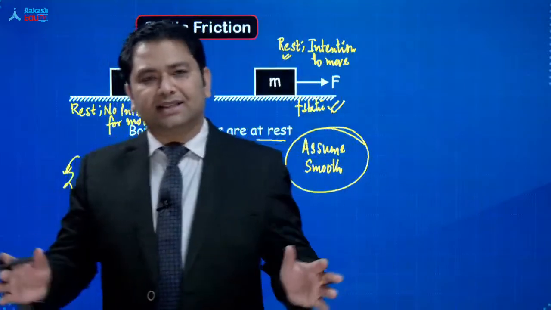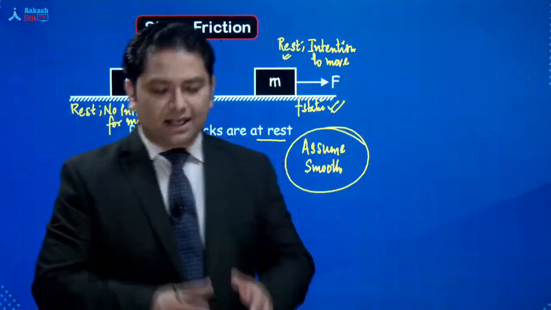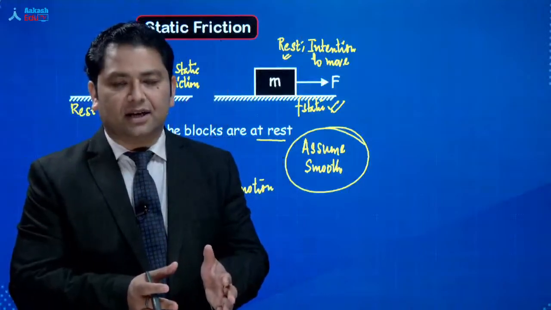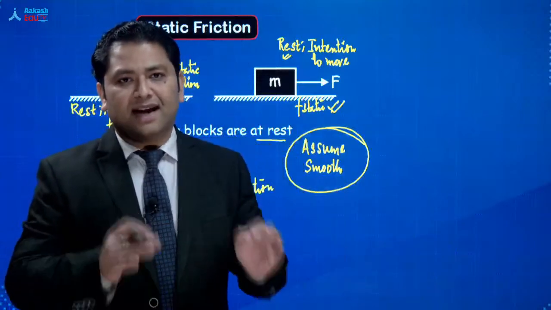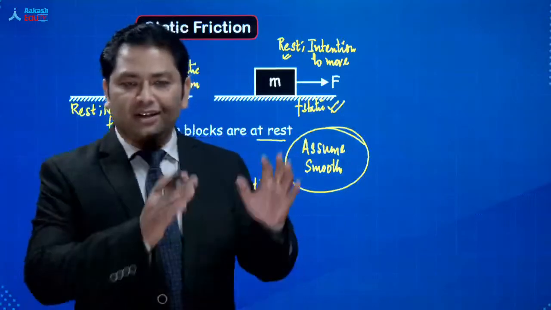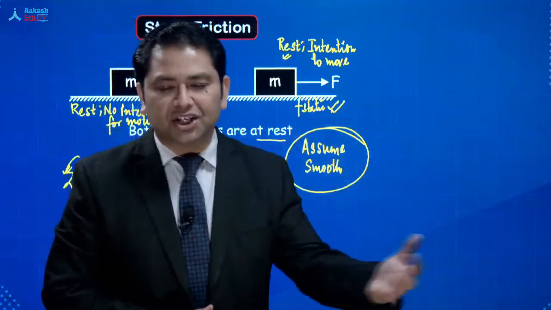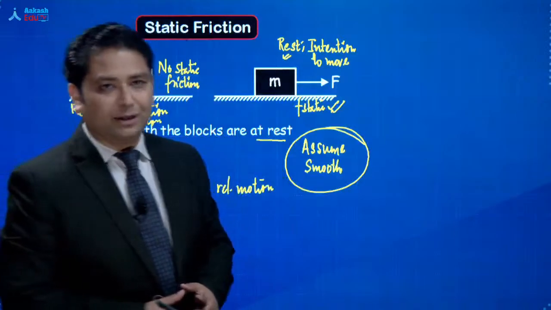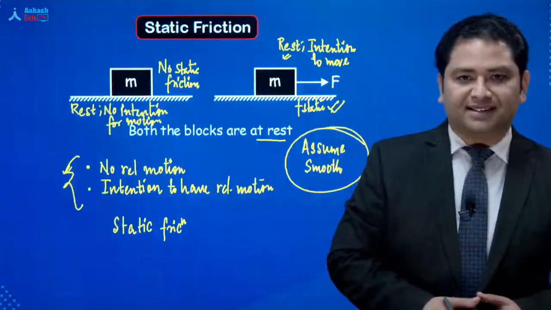So just to understand whether there is intention or not, the technique is very simple. If it is at rest, but it would have moved had the surface been smooth, that is the appropriate condition, that there is an intention to move, and that is the condition where static friction will be acting. I hope that has properly made sense, okay?